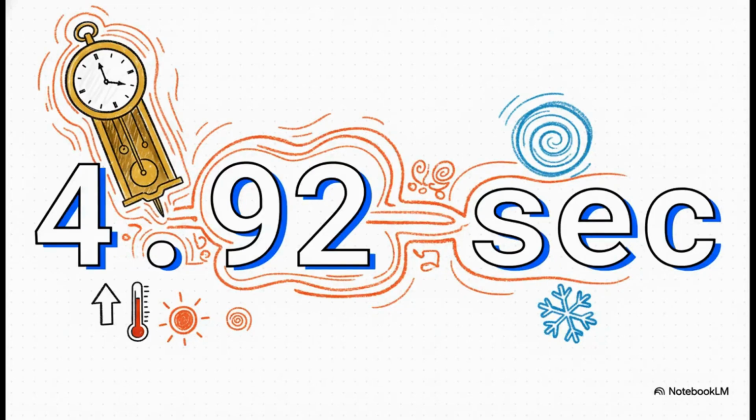And the numbers here are just staggering. For a typical brass pendulum clock, an increase of just 5 degrees Celsius, that's just the difference between a cool morning and a warm afternoon, will cause it to lose almost 5 seconds, 4.92 seconds every single day. Heat is literally slowing down time.